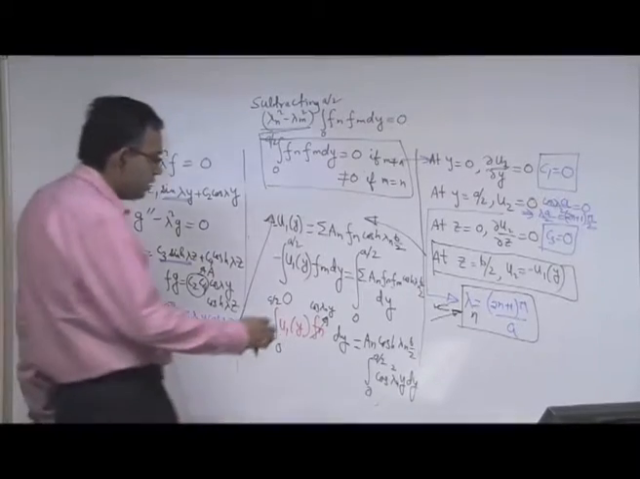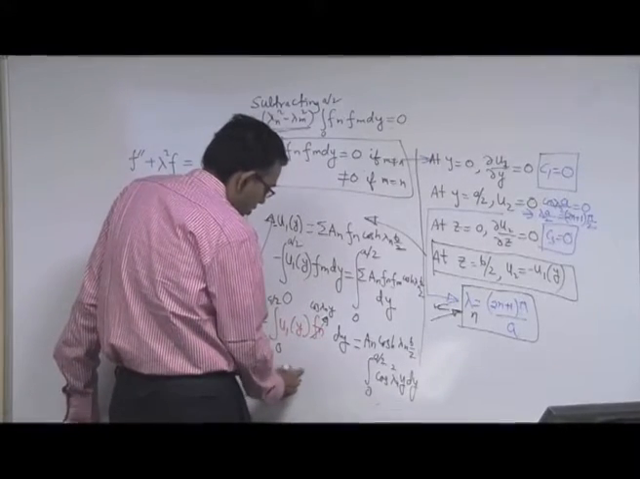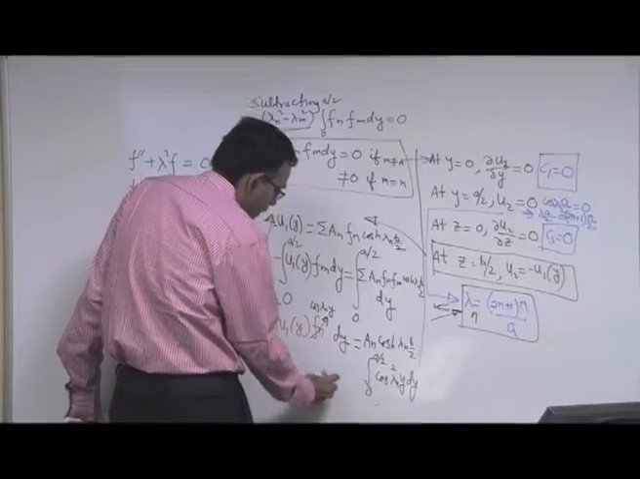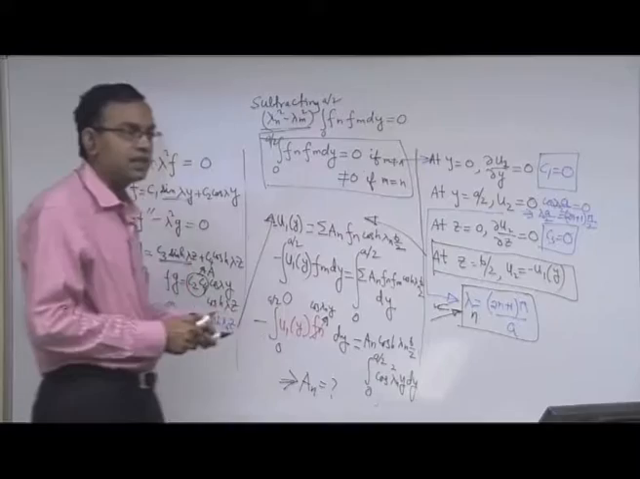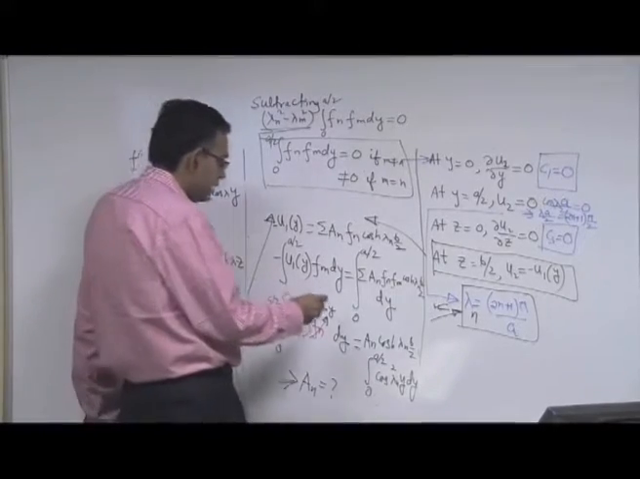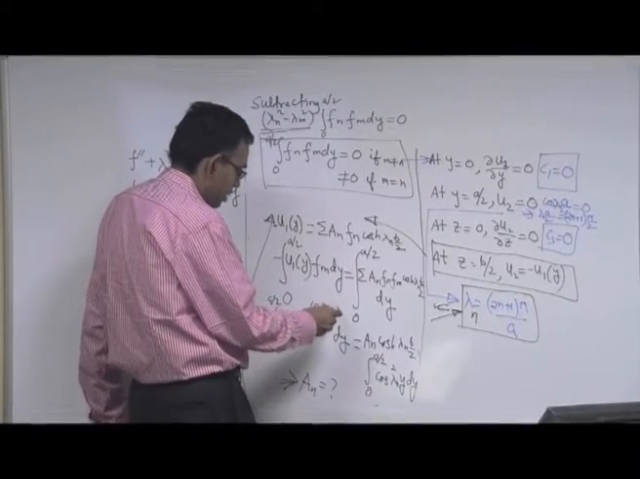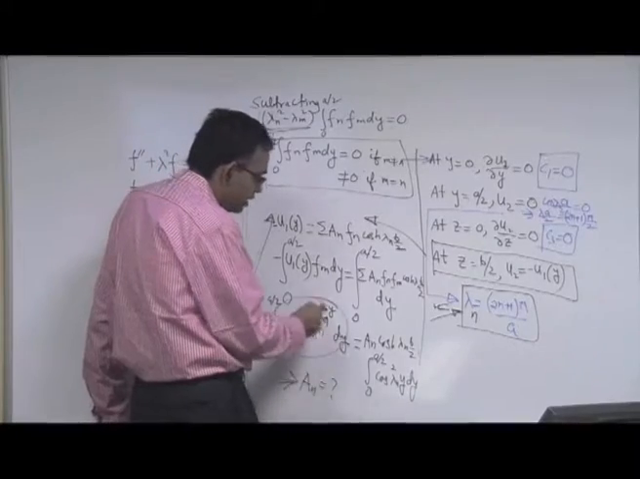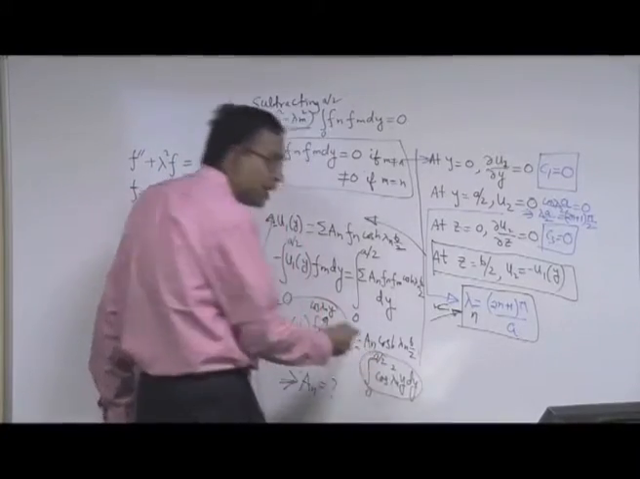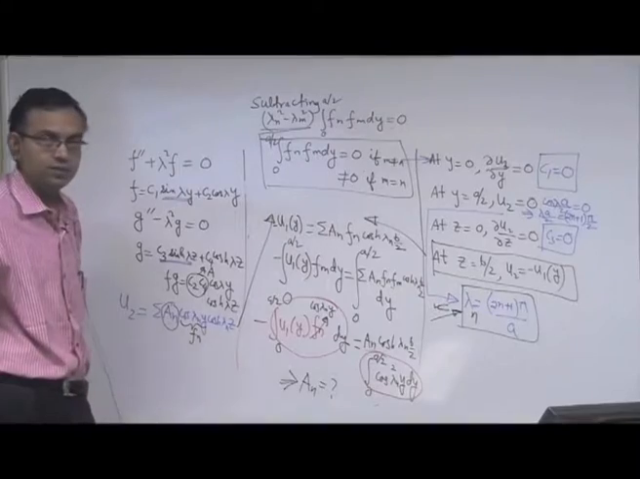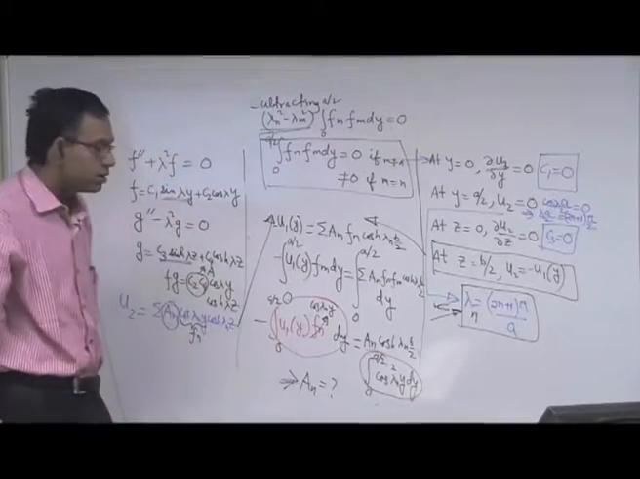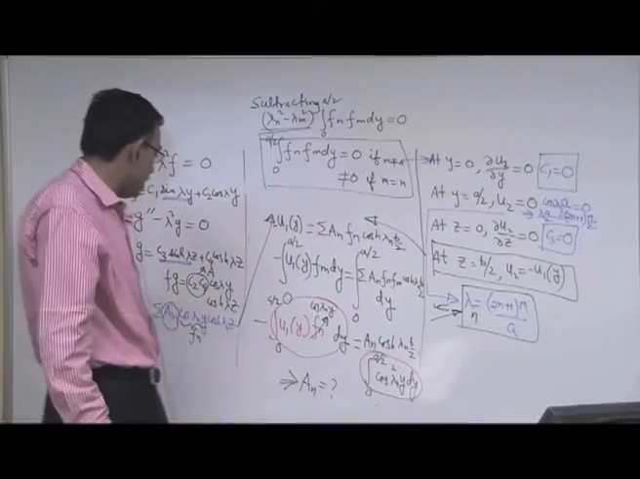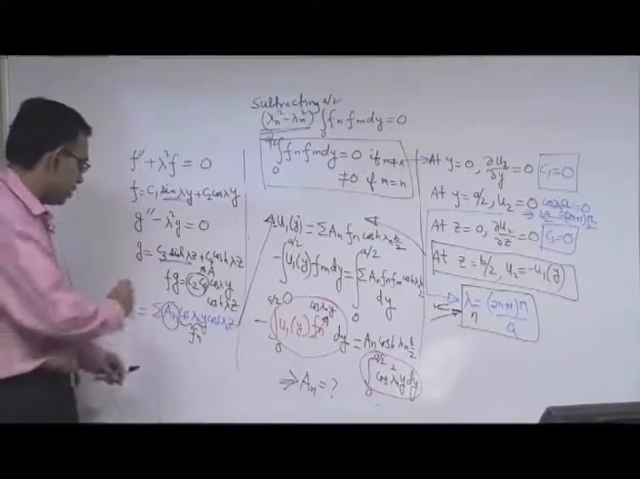So, from here you can find out the value of a n. The only thing that I am leaving on you to complete this exercise is evaluation of this integral and evaluation of this integral. At this level this is very straightforward. Okay. So, you can find out a n, that completes the solution of u2.